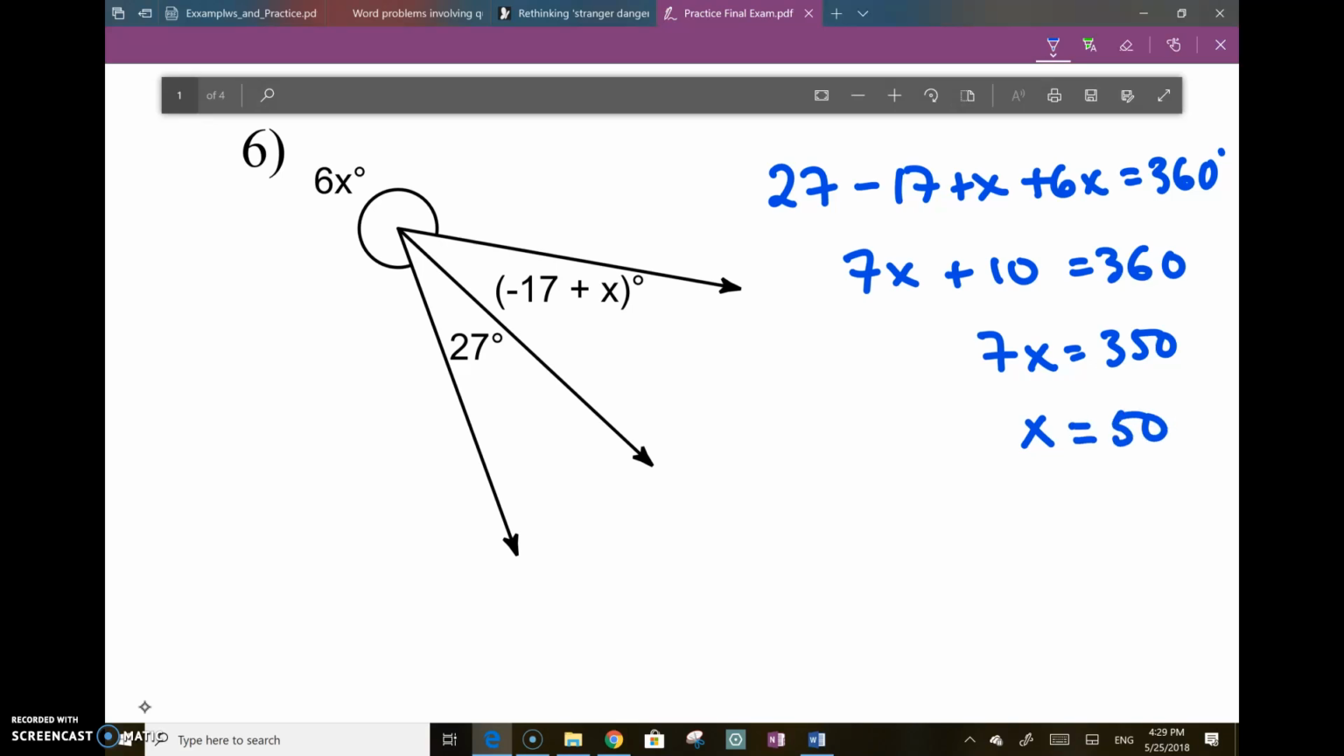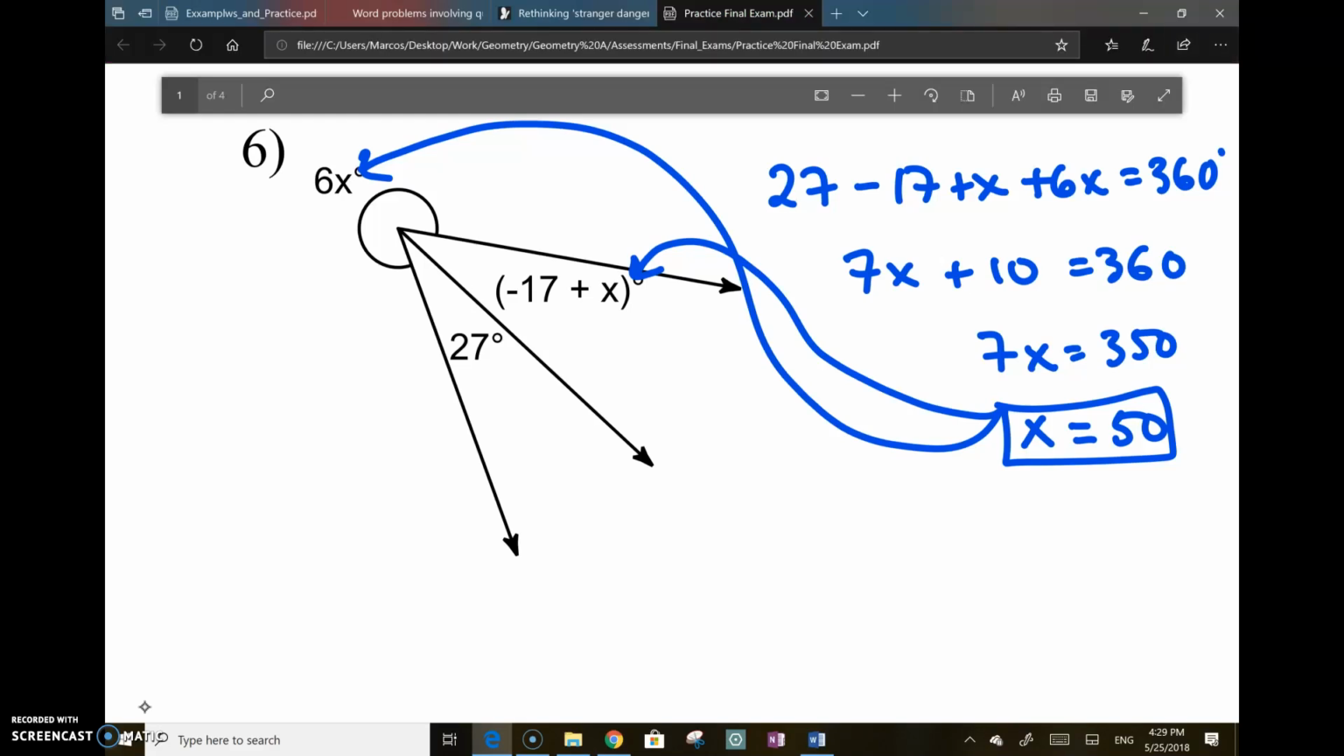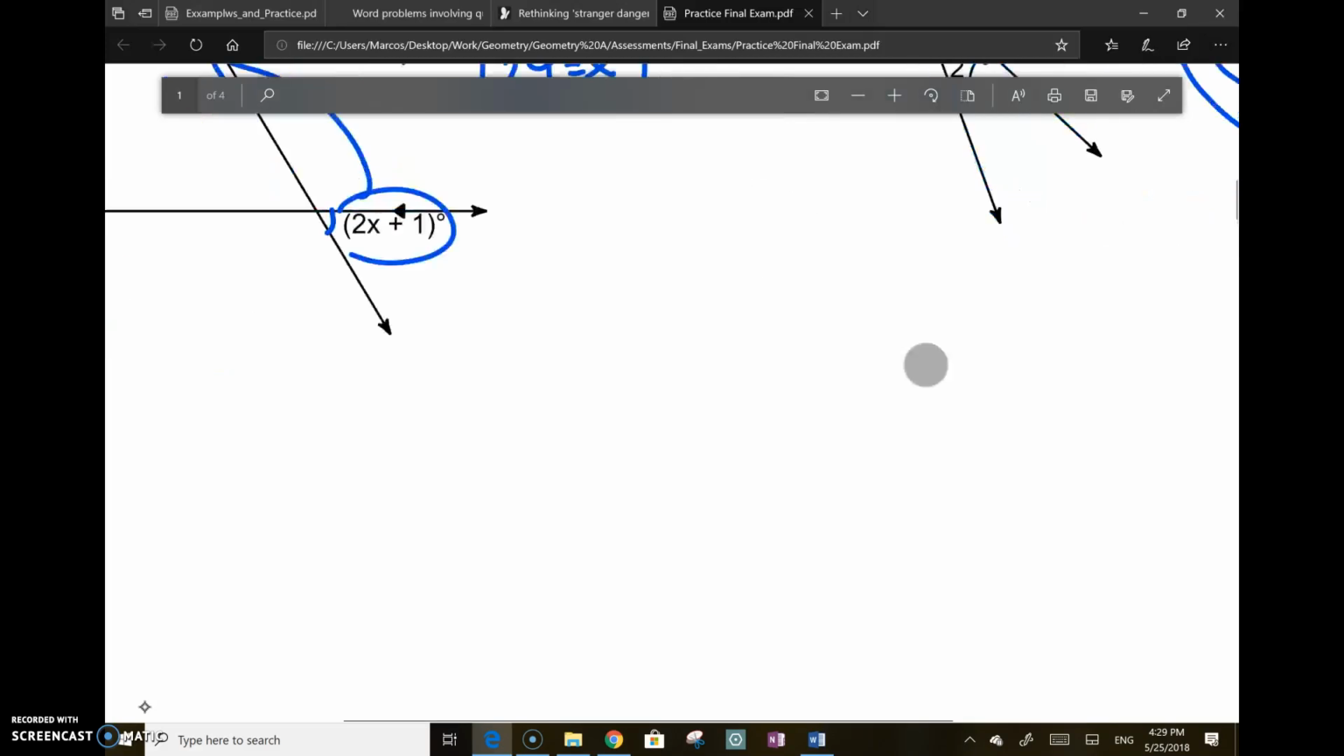Okay, and once again, this is not the value of the angle. It's just the value to help you get the angle. So you'd plug it in there, and you'd plug it in right there. And then you could figure out the value of each of those angles if you wanted to, which you don't in this case.